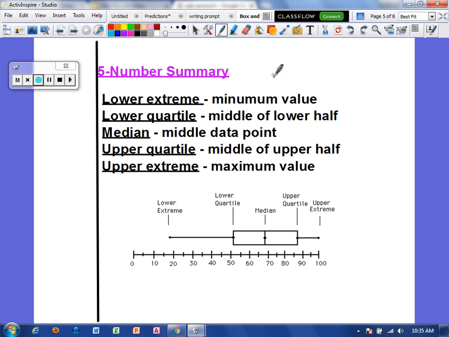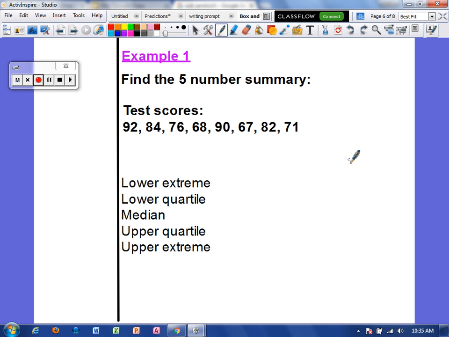Alright, so again, this is what we just covered. The lowest value is also known as the lower extreme, same as the highest value is the upper extreme. And then we have the lower quartile and the upper quartile and the median. Alright, so we're actually going to use these test scores here, and we are going to find the 5-number summary, which means we are going to figure these out for a box and whisker plot.